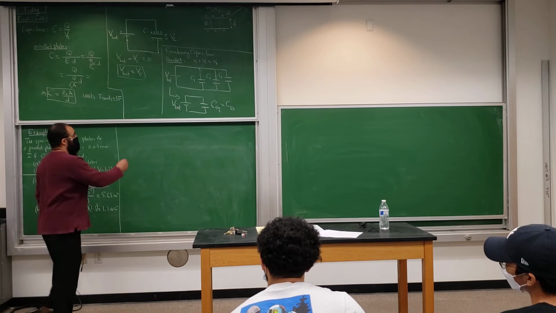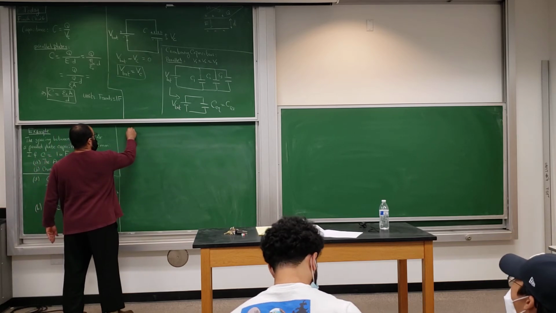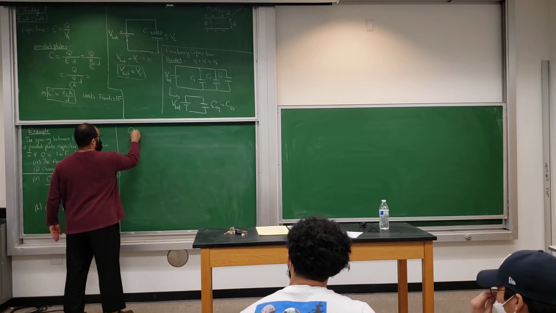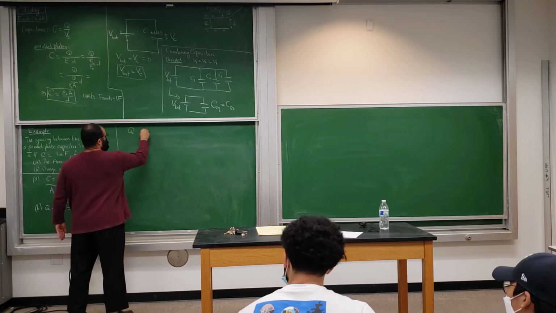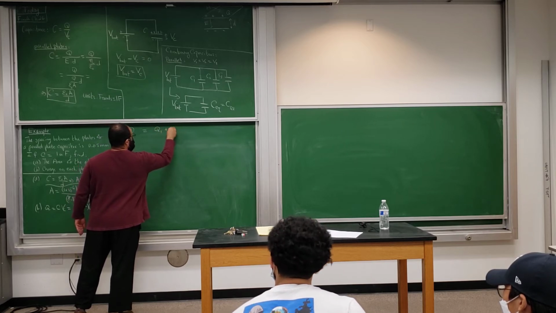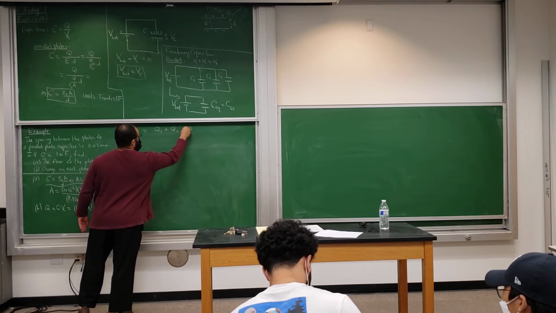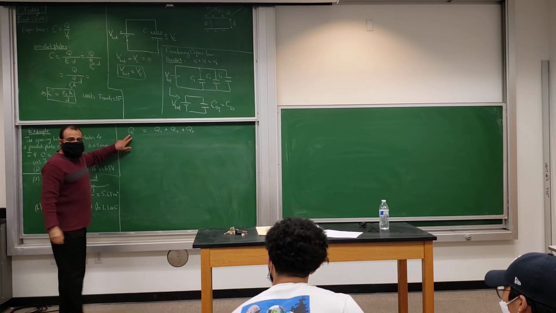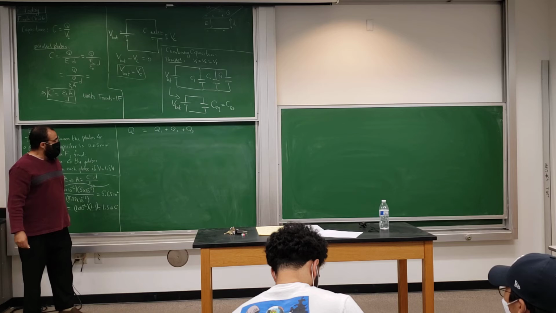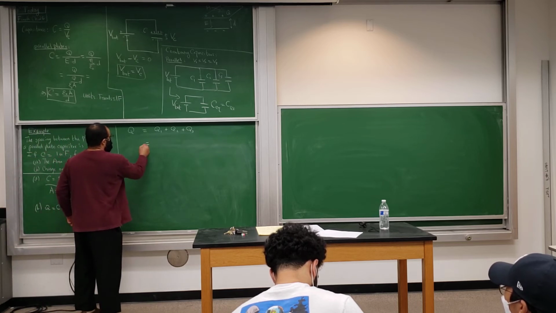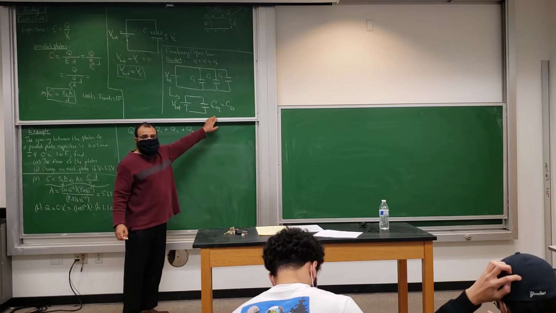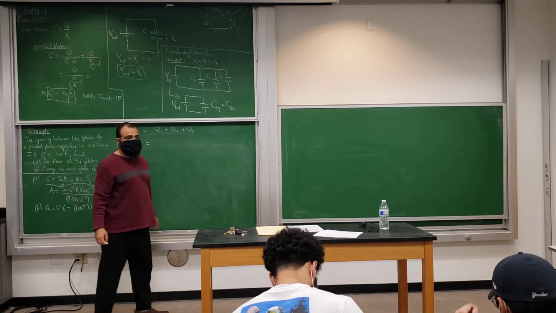So here's what I want. I want the total charge, which is the charge in capacitor 1, plus the charge in capacitor 2, plus the charge in capacitor 3, to equal the charge in this equivalent capacitor, right? Now for this equivalent capacitor that's connected to the battery, how much charge will it have?